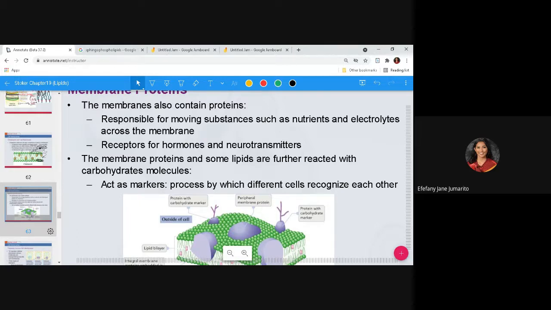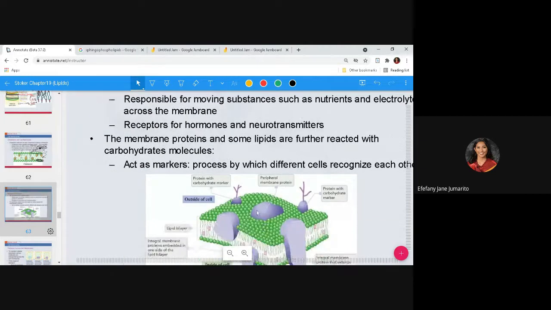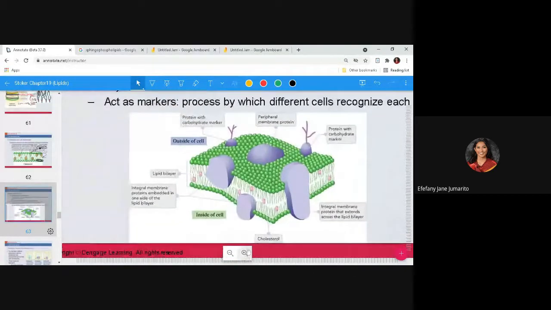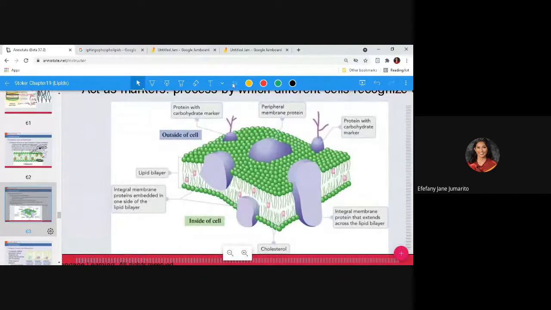So in your lipid bilayer, it has cholesterol to make it rigid. And also it has proteins. In your lipid bilayer, where are the phospholipids here? These green ones are the phospholipid heads. The heads, and then these are the tails. So this is your phospholipid.